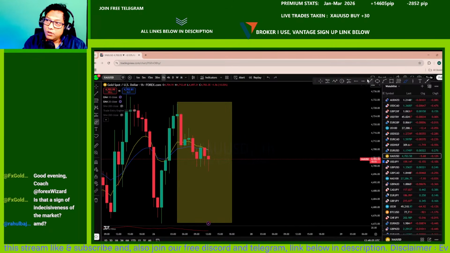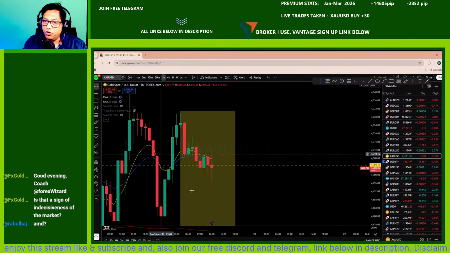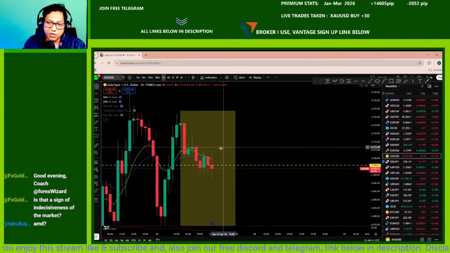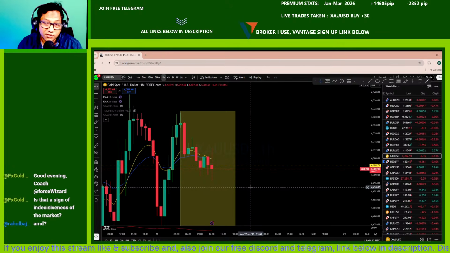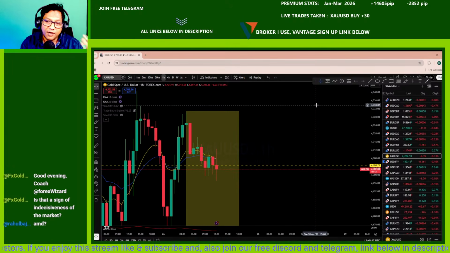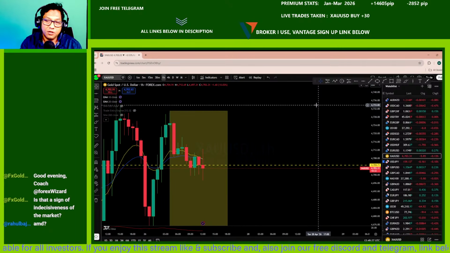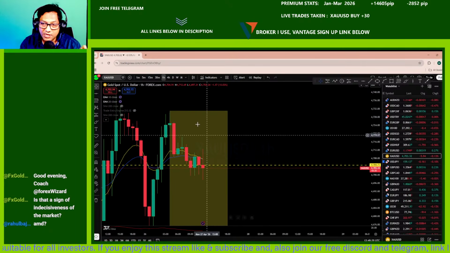So now look at this zone here. What do you see? Anyone can understand it. Look at the green candles, they are smaller. Look at those red candlesticks, they are larger and bigger. That means the sellers are stronger than the buyers. So it is likely that the sellers are going to be dominant in this segment.